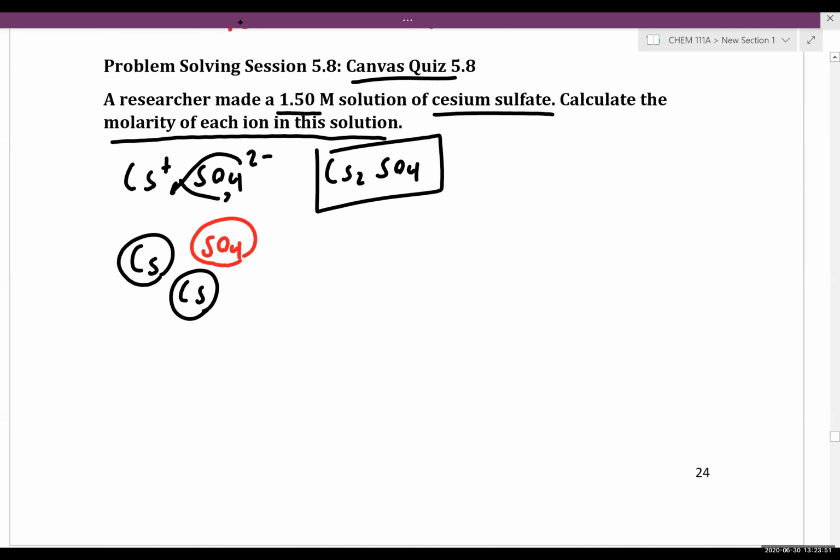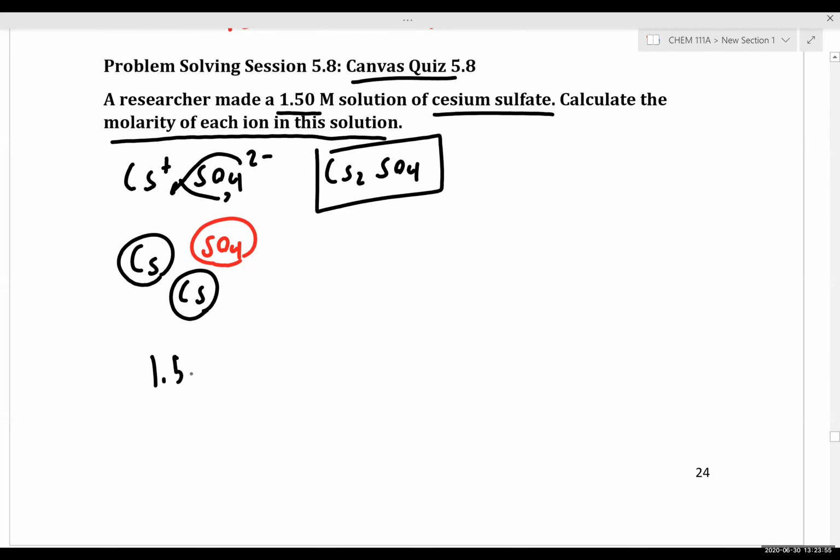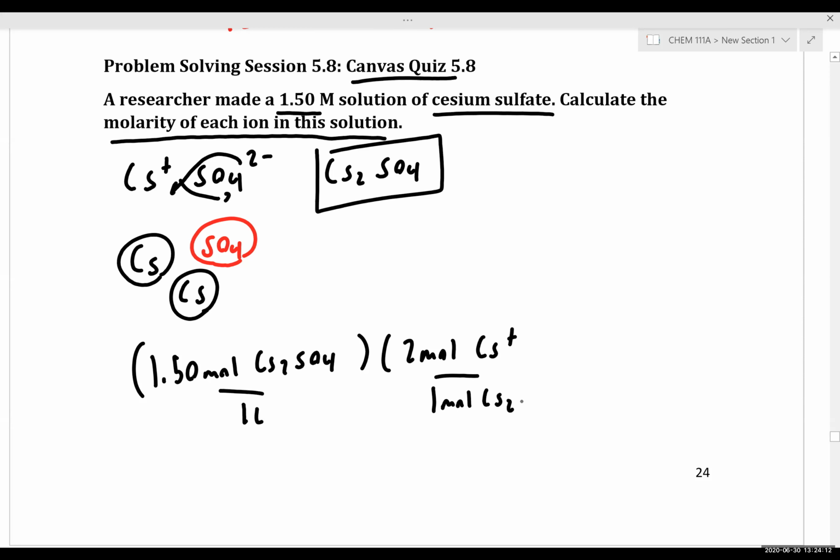So now that we have our rough picture established, we know that we have 1.50 moles of cesium sulfate per every 1 liter. And we know, looking at our formula, we have 2 moles of cesium plus per every 1 mole of cesium sulfate. And that in turn gives us 3.00 moles of cesium plus per 1 liter.